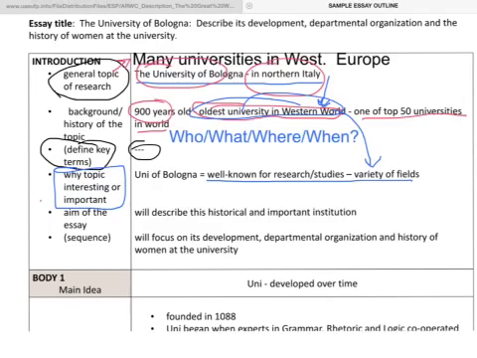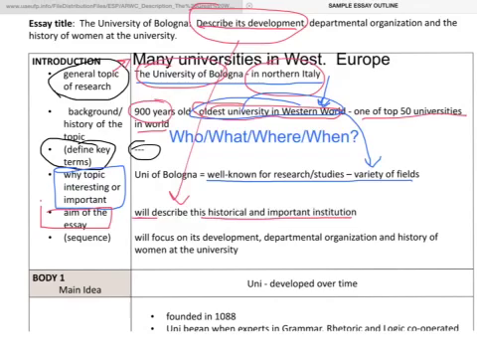The next thing that we find in the introduction is the aim of the essay. And the aim always comes from the essay title or essay question. So it's always going to be this, and it usually starts with the verb will. So I will describe, and what will I describe? The historical important institution. In this case, that is the University of Bologna. So that is what I'm describing, and I would put that there.